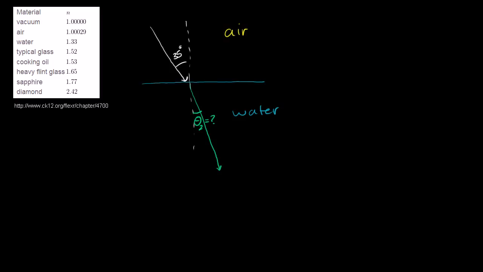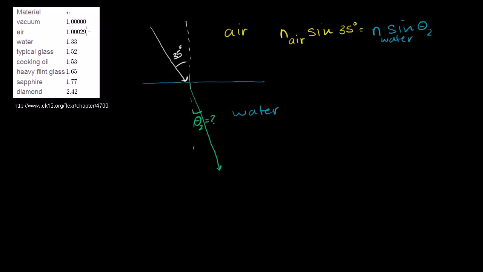And that just tells us that the refraction index for the first medium, so that is air, times the sine of the incident angle, in this case 35 degrees, is going to be equal to the refraction index for water, times the sine of this angle right over here, the sine of theta 2. We know the refraction index for air and for water, and then we just have to solve for theta 2. So let's just do that.